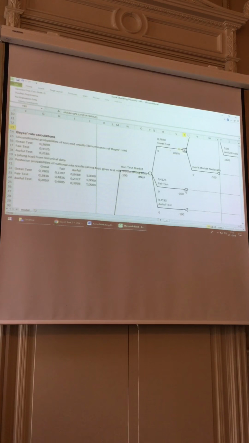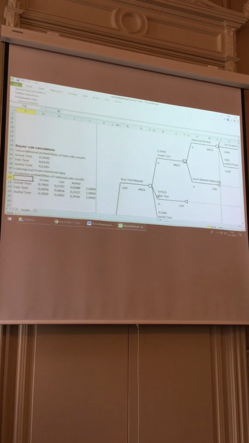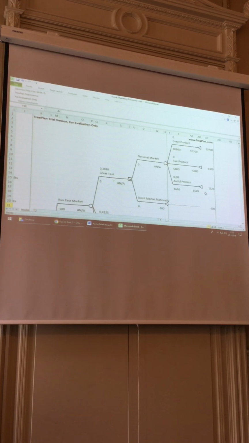Something happened. Okay. Let me get this text out of here first. All right, let's see what happened here. So we have a great test. We still have to make the decision about a national product or not. Great, fair, awful. Got some errors, but that's because our probabilities don't sum up to 1 right now.